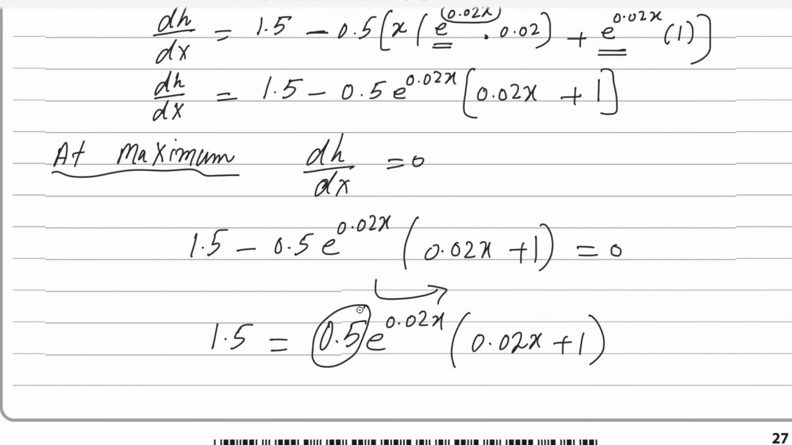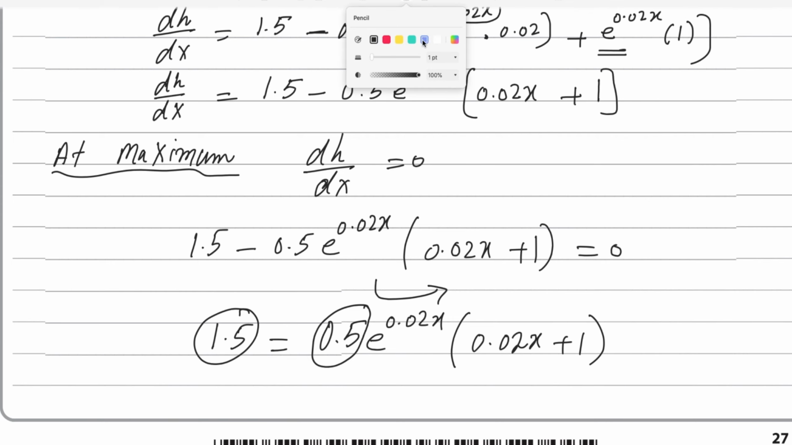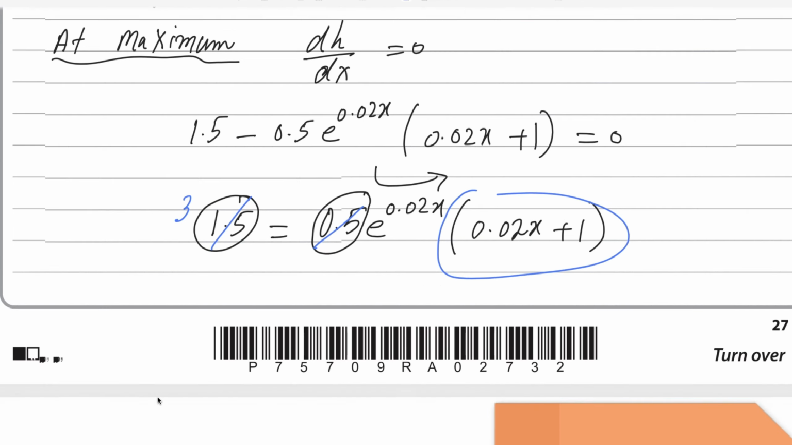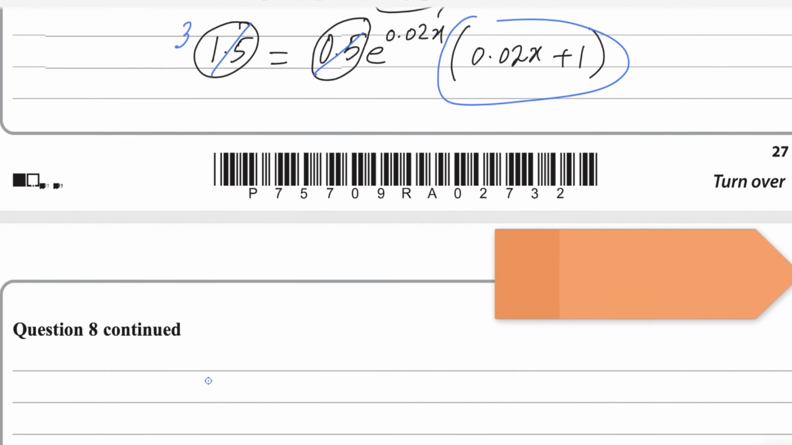And you know that we can simplify these two values. These two values cancel each other, and on the right side this cancels with this one, so it is left with 3 only. 1.5 divided by 0.5 is 3, and this one is multiplying here. Got it? So this will divide to the other side. In the next step, you can divide 3 by (0.02x + 1), and on the other hand it is e^(0.02x).